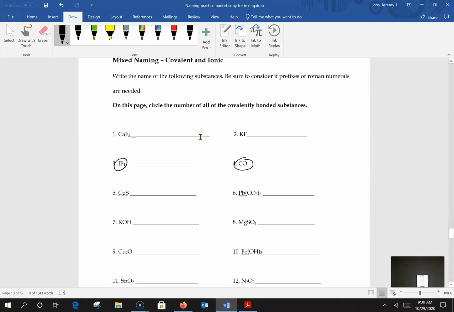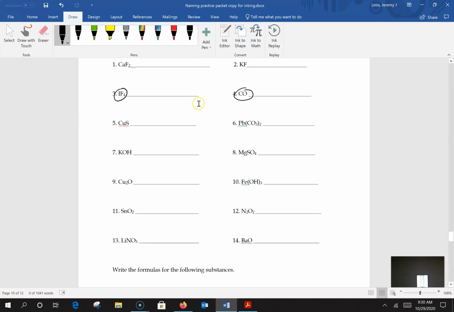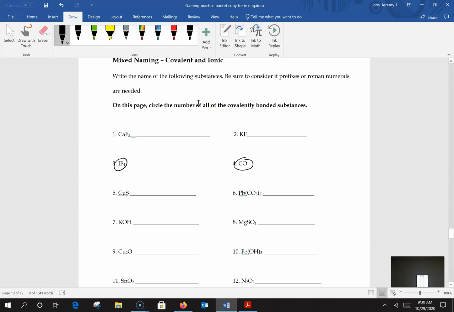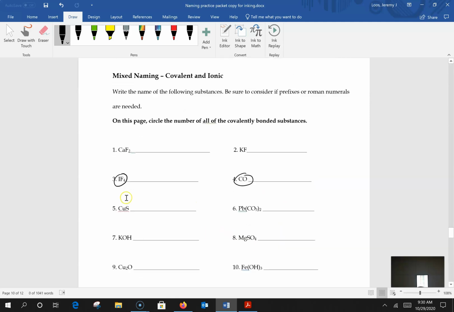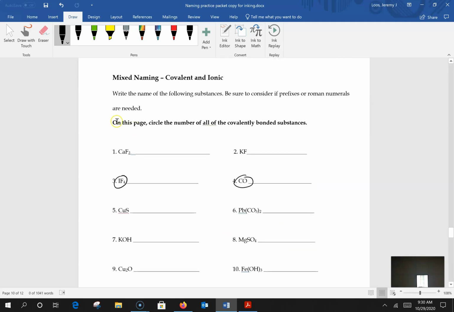This one is where we have all of the types of naming mixed together, so that makes it even a little bit more challenging. So again, I would suggest, especially on this top part, we're going to use that flowchart to help us. And note the instructions say, on this page, circle the number of all of the covalently bonded substances. So how do we make that decision?